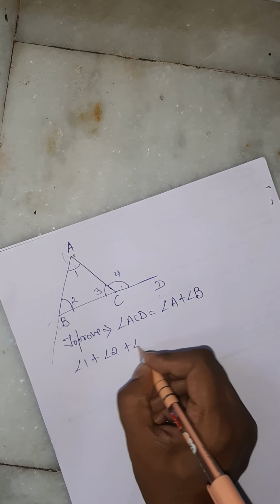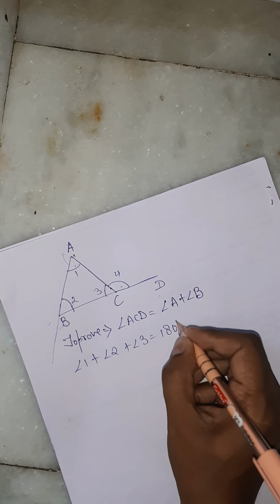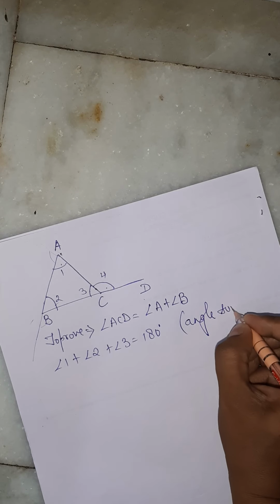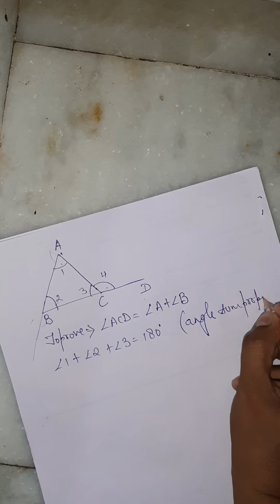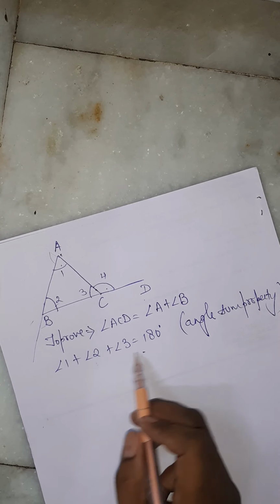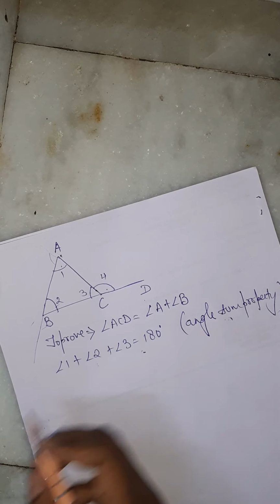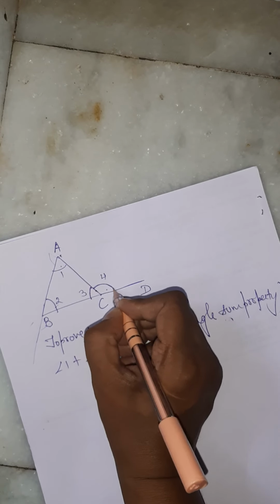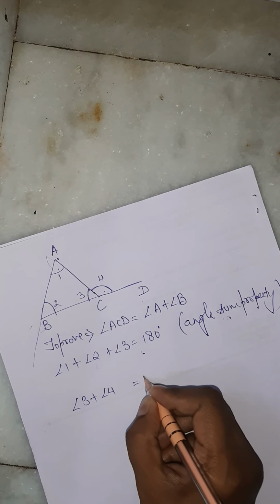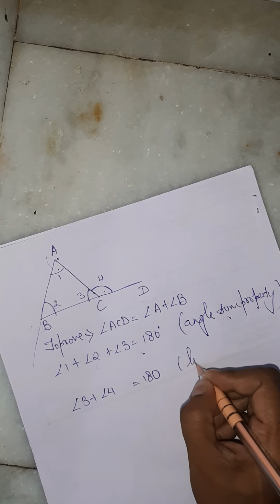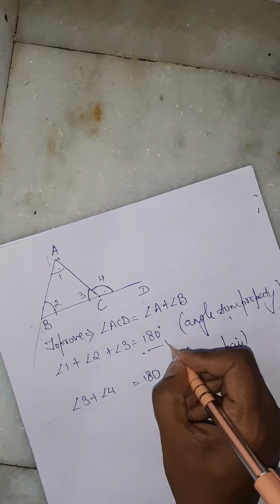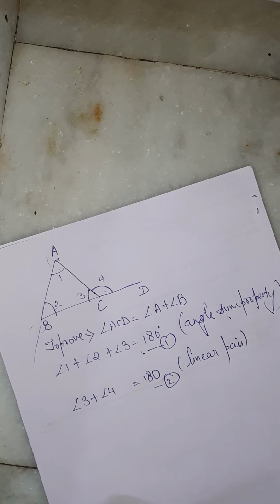Yes, we have studied just now. Their sum is 180 degrees. What is the reason? Angle sum property. This much reason is enough for us. For everything we should give the reason as well. Why is it 180? Because of angle sum property. Now, what is the relation between these two angles? Yes, they are forming a linear pair and their sum is also 180 degrees. Let me name it as linear pair. Give the numbers for the equation 1 and 2.